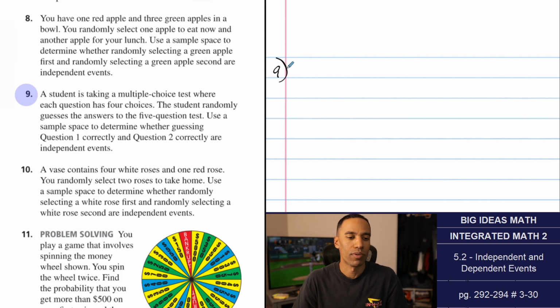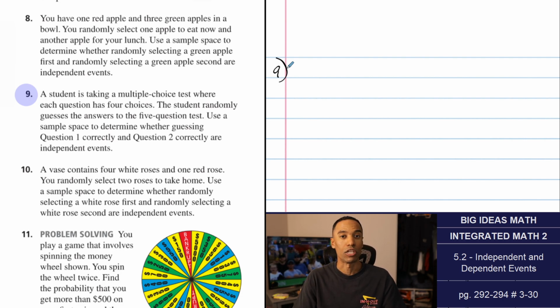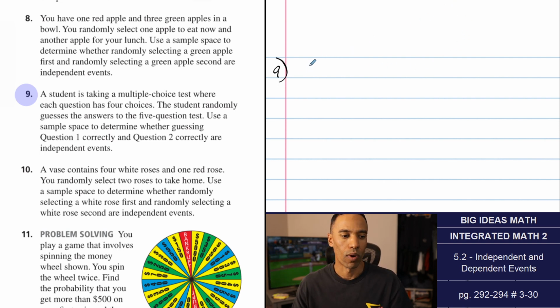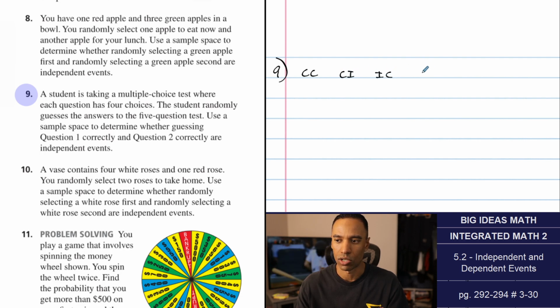Number 9. A student is taking a multiple choice test where each question has 4 choices. The student randomly guesses the answers to the 5-question test. Use a sample space to determine whether guessing question 1 correctly and question 2 correctly are independent events. They should be independent, because answering question 1 correctly should not change the probability of answering question 2 correctly. So what are our options here? They said 5-question test, but they're really just talking about questions 1 and 2. So what are the different ways that we can do this? We can be both correct, or correct and incorrect, or incorrect and correct, or both incorrect.